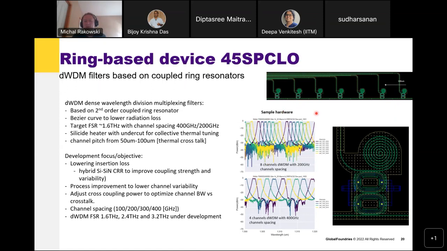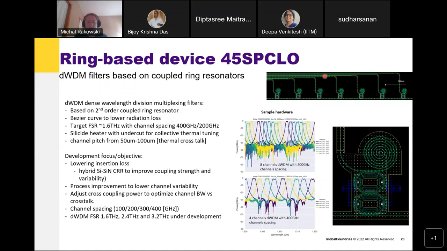Which definitely makes your thermal tuning system way simpler, which is actually important. You can save some area in the silicon for other functionality, TIAs, etc. So low loss, of course, loss of the filter is one of the key aspects. We don't want to lose any power. I think the typical spec is below 3 dB. The objective is to achieve better than that.